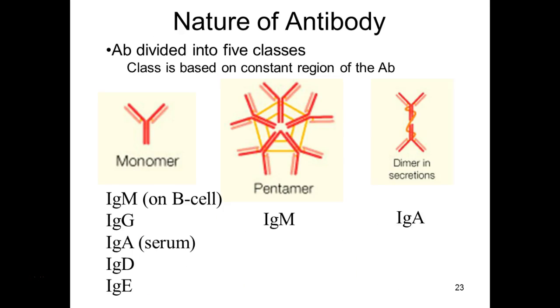So now we get to the 5 classes. Most of the classes are that very general, simplistic Y shape that we've looked at, what we call a monomer. Some of them, though, can form multi-structures where there's multiple monomers together. And those two that can do that are IgM, when it's secreted from the B cell that turned into a plasma cell, and IgA, when it is secreted out of our body into our secretions.